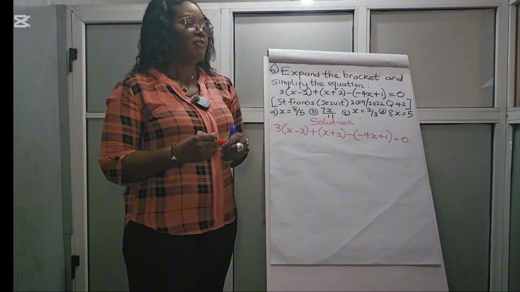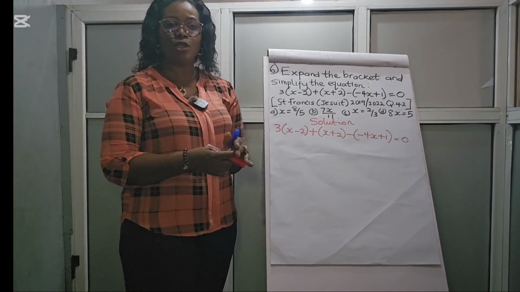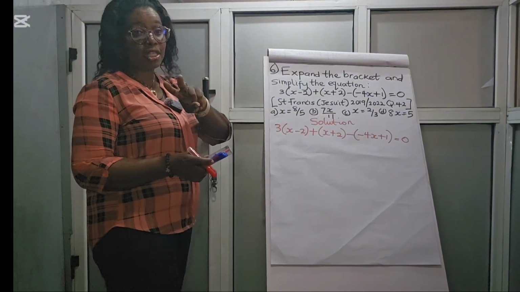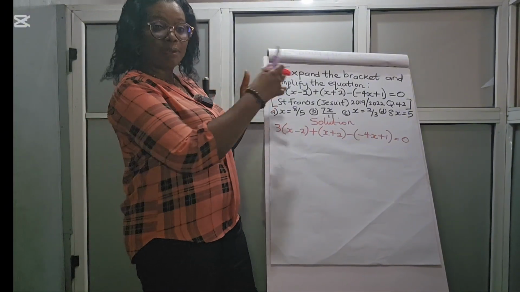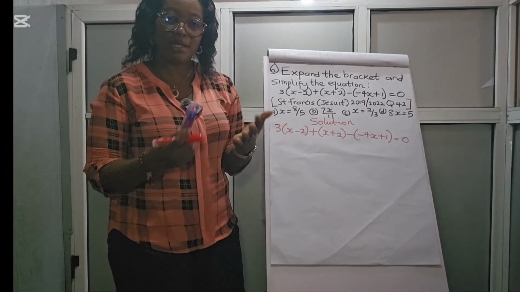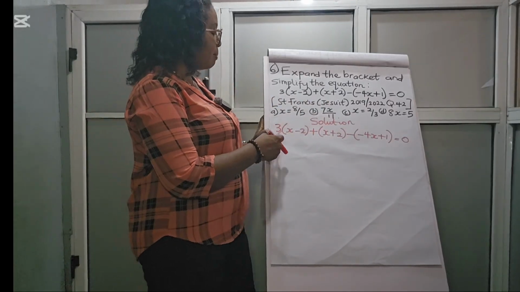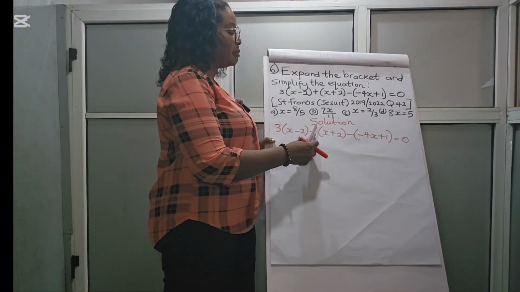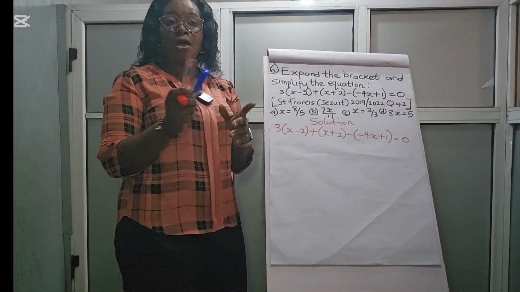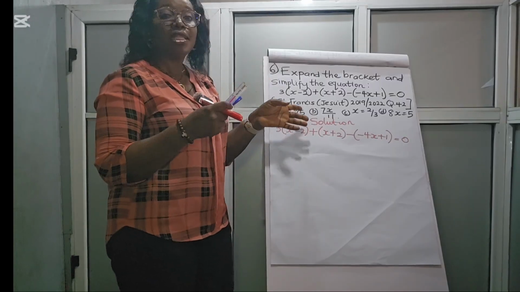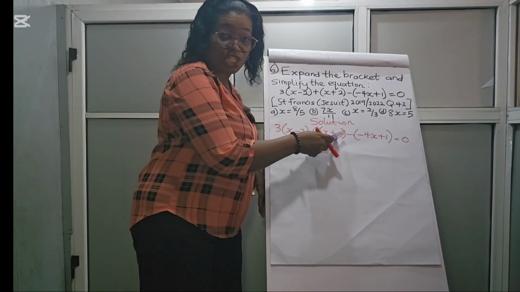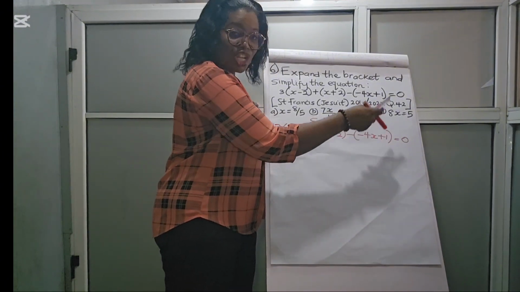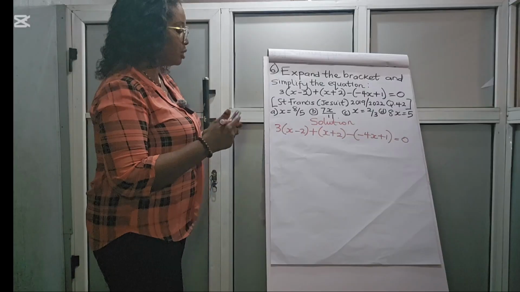First things first, when you want to open a bracket in a typical algebra question, take note of 2 things. Whatever is outside the bracket multiplies what's inside the bracket. It could be a number, it could be a sign. If it's a number, the number multiplies everything inside the bracket. If it's a sign, the sign multiplies everything inside the bracket. If it's a positive sign, the signs in the bracket do not change. But if it's a negative sign, all the signs in the bracket change. So take note of that while we solve.